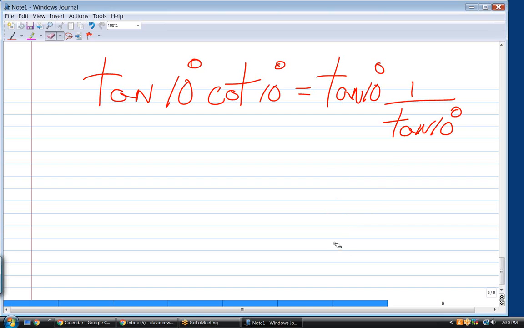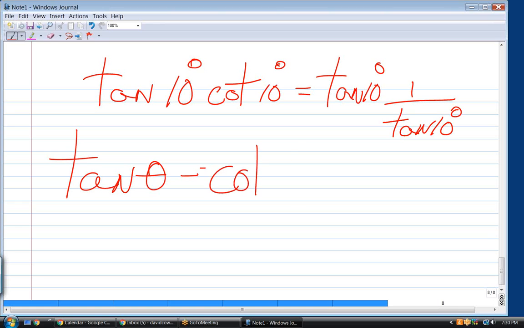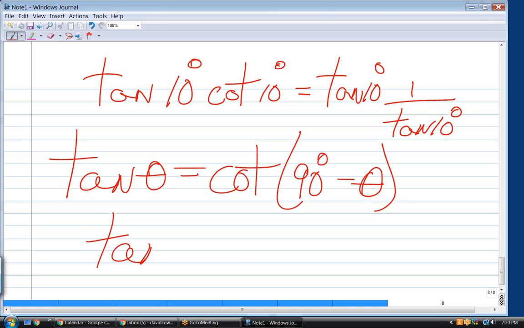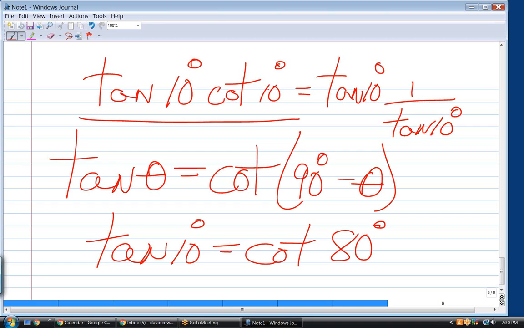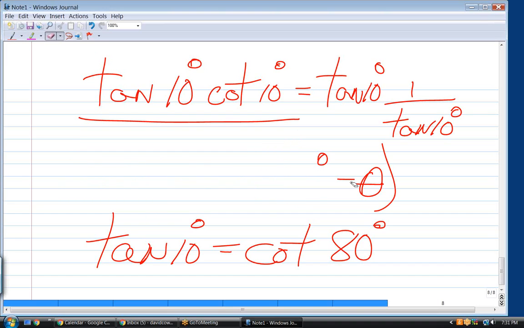The reason I'm hesitating is because I don't think you've learned about cofunctions yet. In other words, the tangent of theta is always equal to the cotangent of 90 degrees minus theta. So I would say the tangent of 10 degrees is the same as the cotangent of 80 degrees, and that would be correct. But if you haven't learned that yet, then that's not going to be very helpful. So these kinds of problems can be done as long as that's the same angle as that. Okay. All right, then.